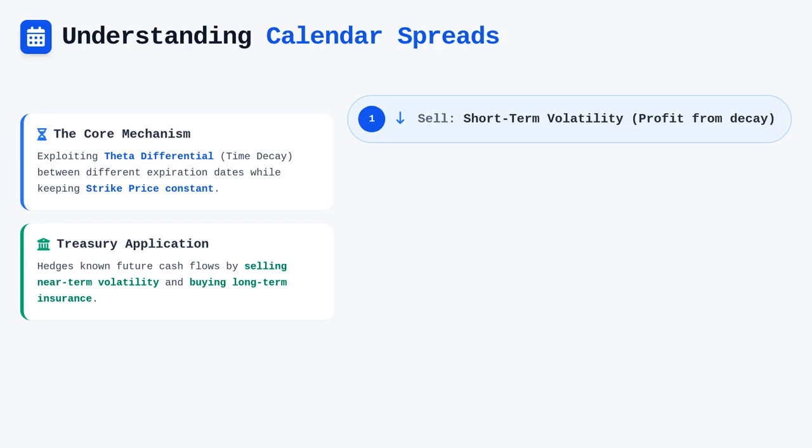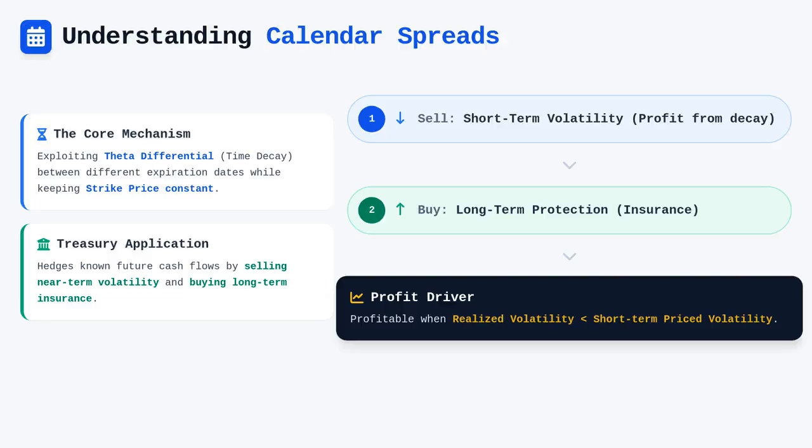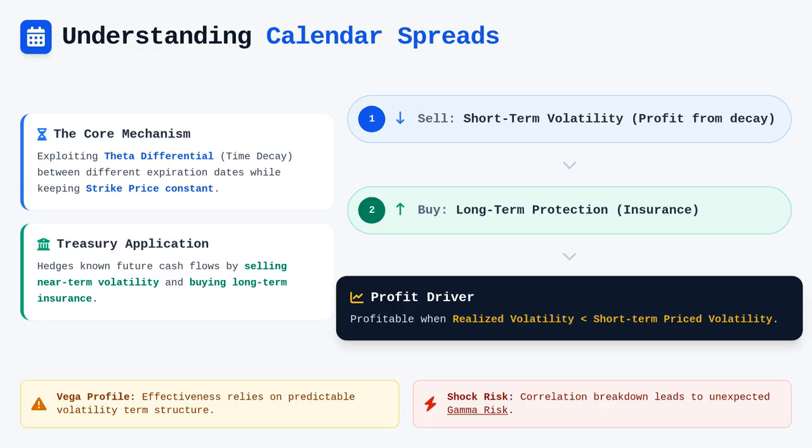Because implied volatility is rarely uniform across the term structure, these spreads allow a desk to profit if the market realizes lower volatility in the short term than what is currently priced in. We pay close attention to the Vega profile here, as the hedge's effectiveness relies on the assumption that the term structure of volatility will behave in a predictable manner over the holding period. Should the market experience a significant shock, the correlation between time buckets can break down, forcing the manager to recalibrate the hedge to prevent an unexpected spike in gamma risk.